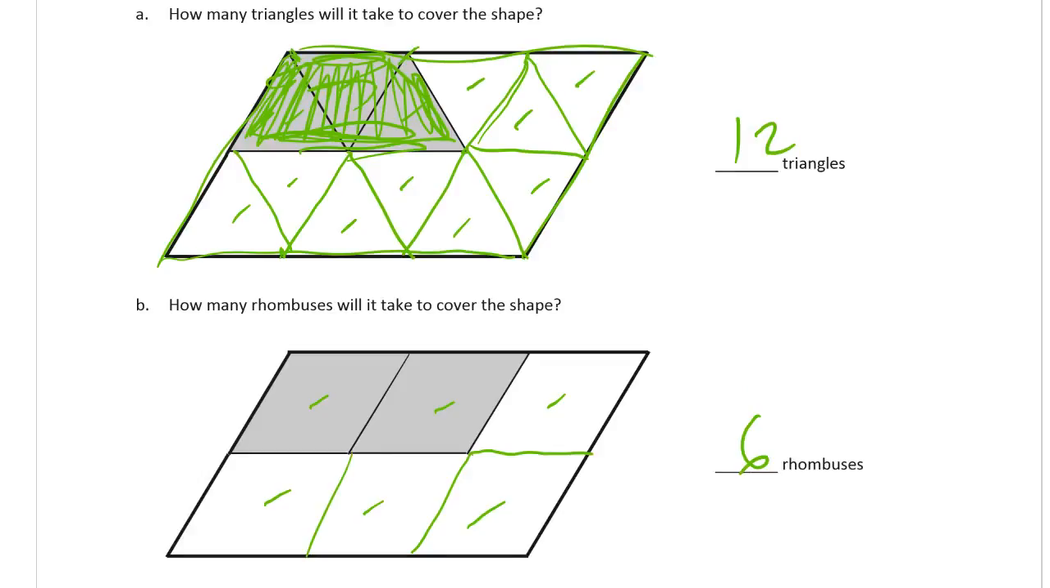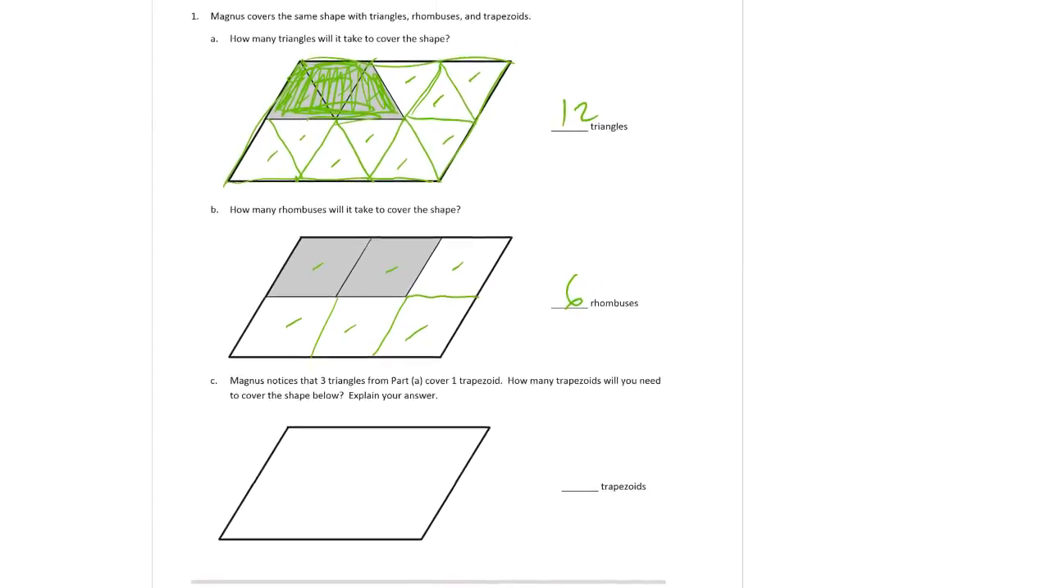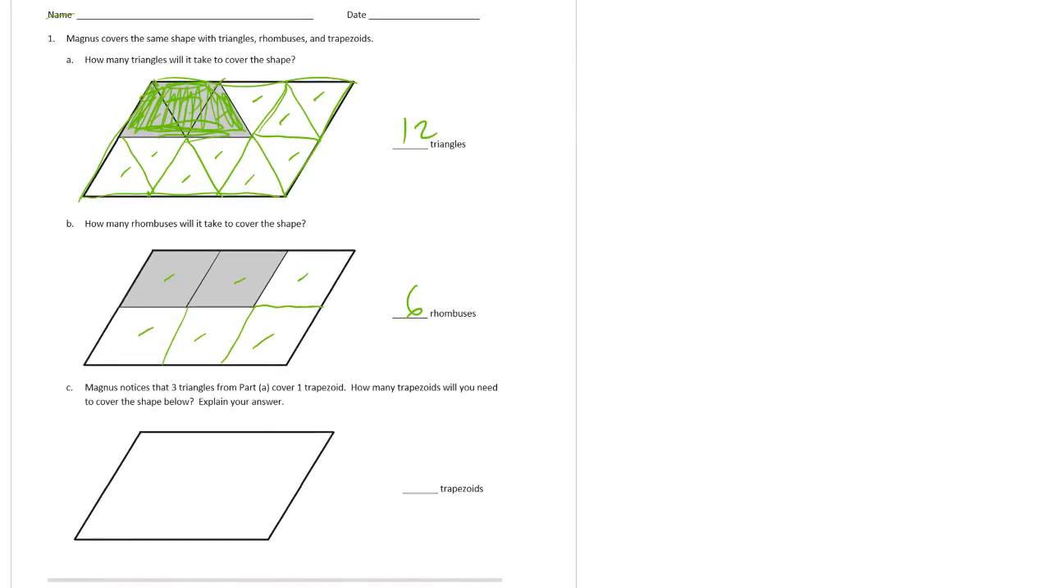So if we look at this, I'm going to have to zoom out for this. So we're looking at this shape, and was it right about here or so? So here's a trapezoid here, and there's another one here. And then down here, there's another one here and another one there. So it's going to take four trapezoids.